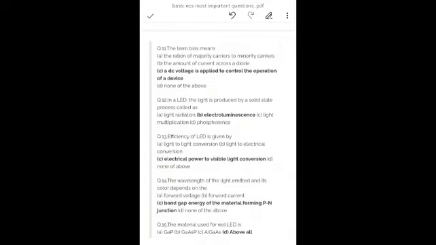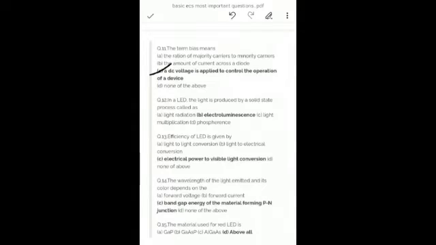Now in the 11th question, the term bias means... We all know biasing, reverse biasing, forward biasing, but what is bias? A bias is a DC voltage applied to control the operation of a device. When we apply DC voltage, direct voltage, it is used to control the operation of a device.